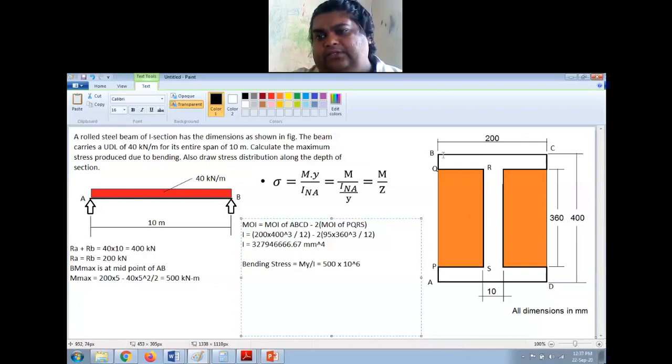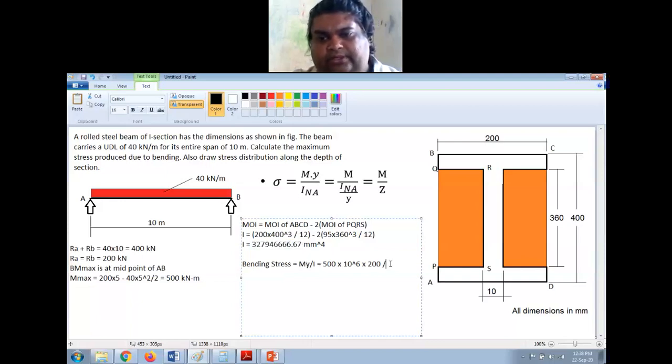Y is, see, this is a symmetric section. So the center of gravity will be exactly at the midpoint along AD and along AB. So it will be somewhere here. So from the midpoint, the farthest fiber on this side is 200 and the farthest fiber on this side is also 200. This total height is 400. So 400 by 2 is 200. So into 200 mm by the moment of inertia is this value.